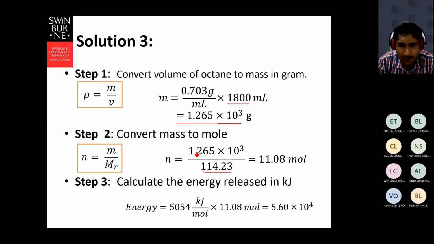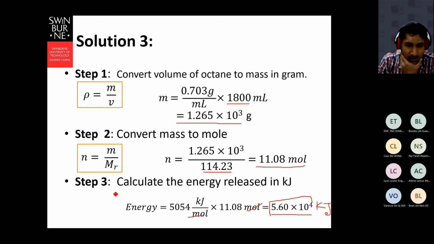Okay, so from there we see this is 11.08 number of moles, and the energy it will release is 5.6 times 10 power 4 of kilojoule per mole. Kilojoule actually, because the mole and mole are cancelled out. So 1.8 liter of octane will produce this much energy.